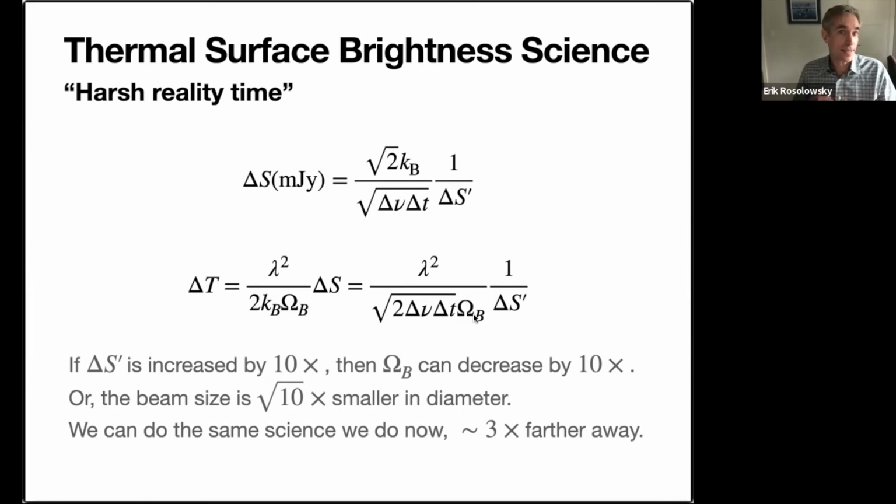So I like to think of this as, if we improve the sensitivity of the facility by a factor of 10, then the beam can be smaller in area by a factor of 10, or in angular resolution by a factor of about 3. So that means we can do the same science we do now with the VLA and the GBT, but we can go 3 times farther away. That doesn't get us to nearby galaxies. So the rule is that there's still going to be a lot of relevance for studying the Milky Way, and the ngVLA will not change that.